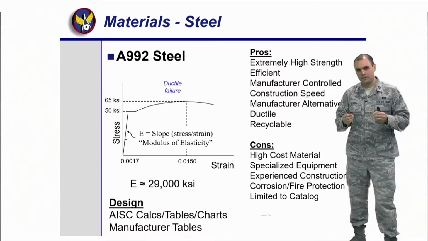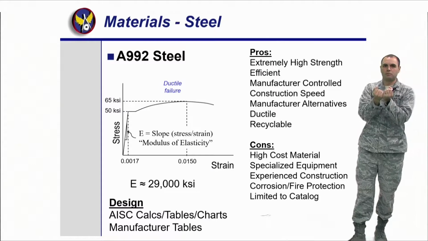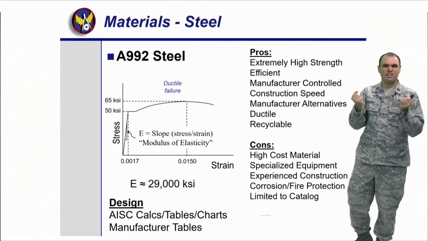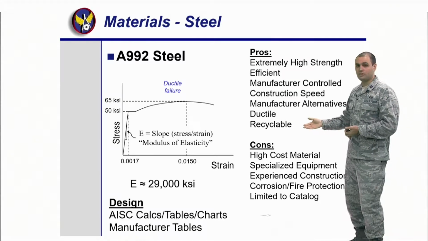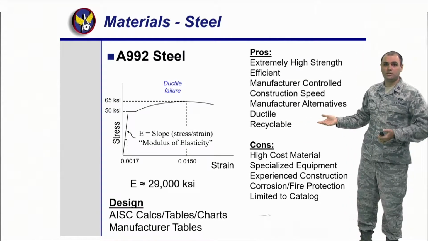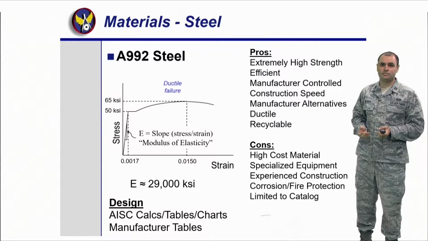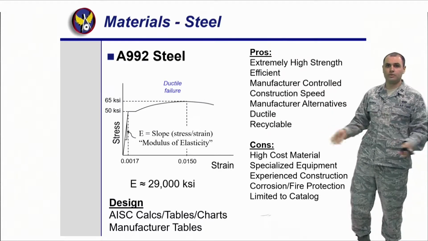The best way to explain this is if you have a material that you pull apart and it becomes very thin, but it doesn't quite break until the very end. That's a very ductile material. And also, steel is recyclable. So if we tear down an old steel building, we take that steel, we melt it again, and we reuse it.